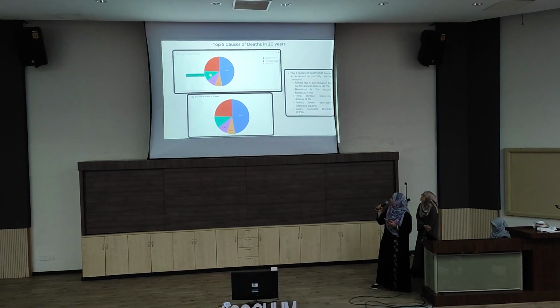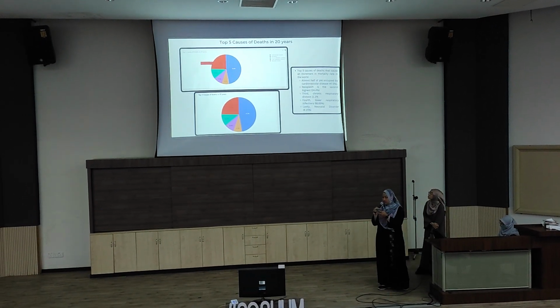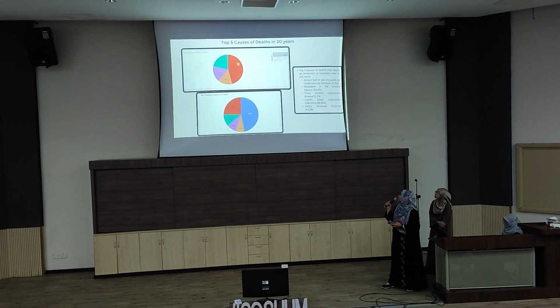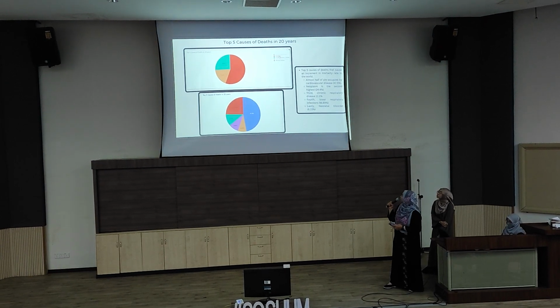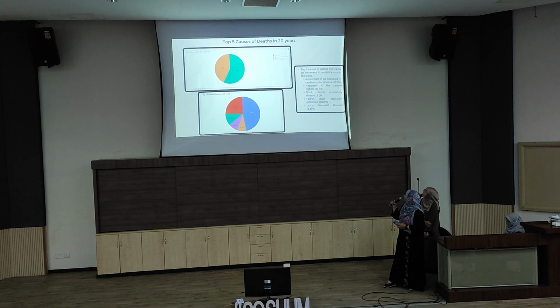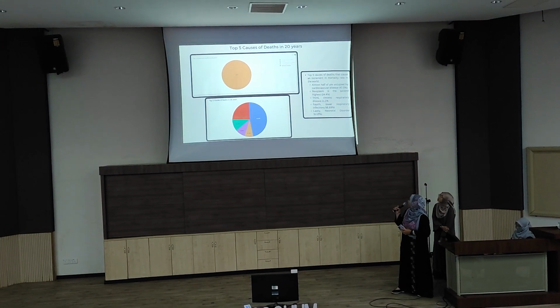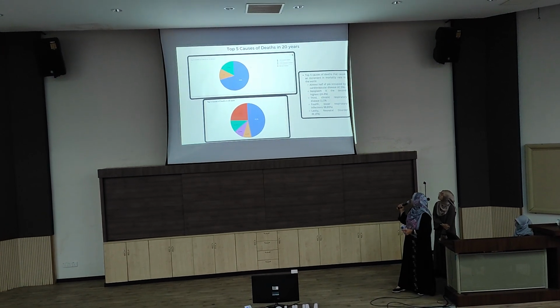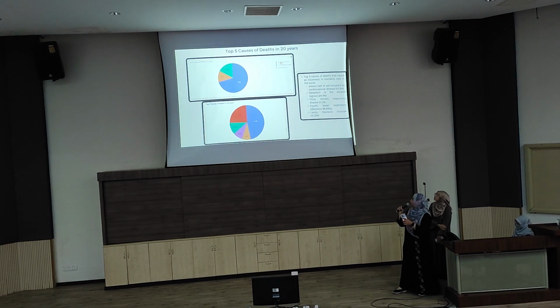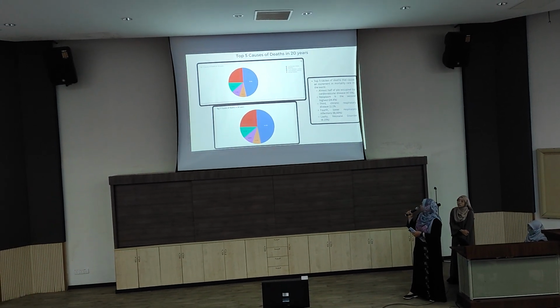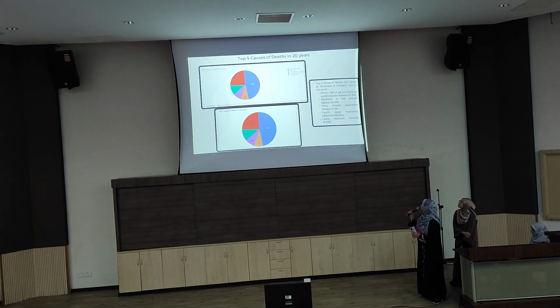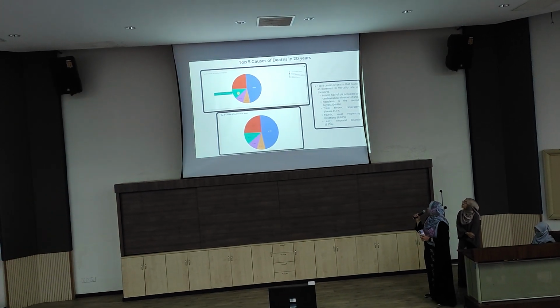So next is a chart that shows the top 5 causes of death in the 20 years. There are cardiovascular diseases, neoplasm, chronic respiratory diseases, lower respiratory infections, and neonatal disorders. As you can see from the pie chart, almost half of the pie chart is occupied by cardiovascular diseases, and the second highest is neoplasm.